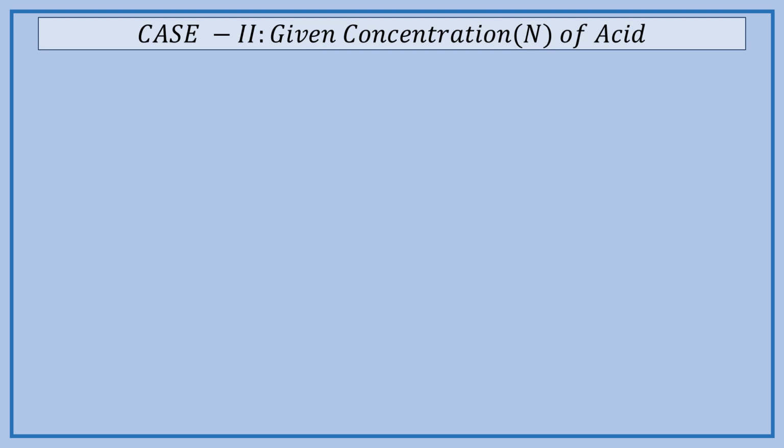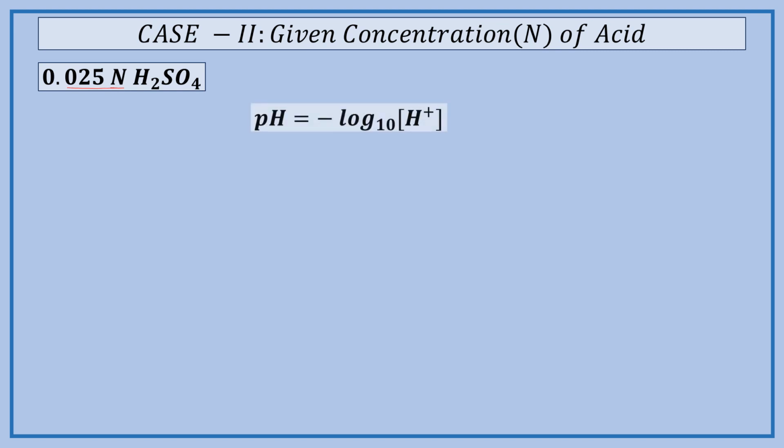Let us move on to our next case, in which the concentration of an acid is given in terms of normality. Let us take 0.025 normal H2SO4 solution. To calculate the pH, we will be requiring the concentration of H plus present in this solution. We have seen the dissociation of H2SO4 takes place as 1 mole of H2SO4 gives us 2 moles of H plus and 1 mole of SO4 2 minus.